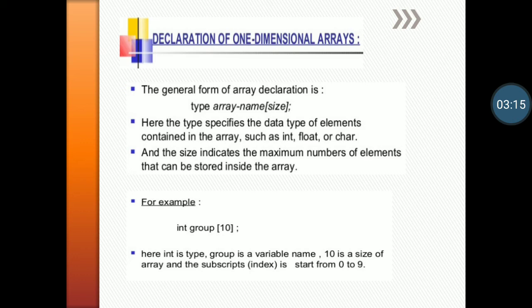Next example is int group[10]. Here int is a type, group is an array variable name and 10 is the size of array, that is, it starts from 0 and ends with 9.